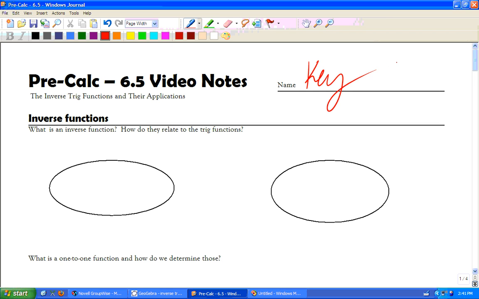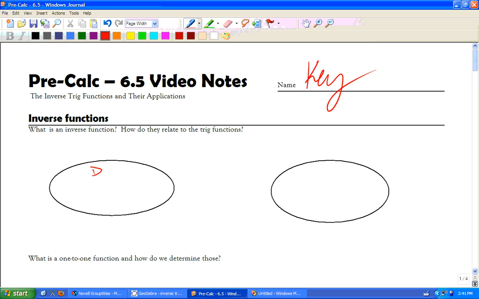Welcome, pre-calculus students. Today we're going to be looking at inverse functions, especially those dealing with trigonometry. The first thing I want to take a look at, though, is to review some things that we went over in the first semester about just inverses in general.